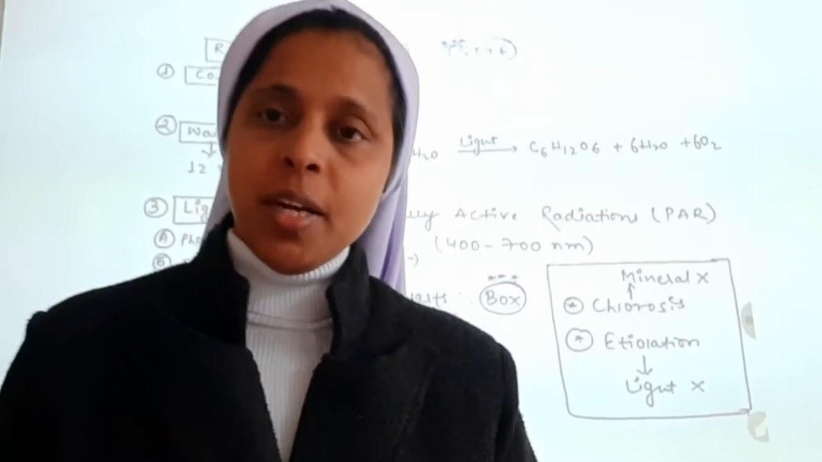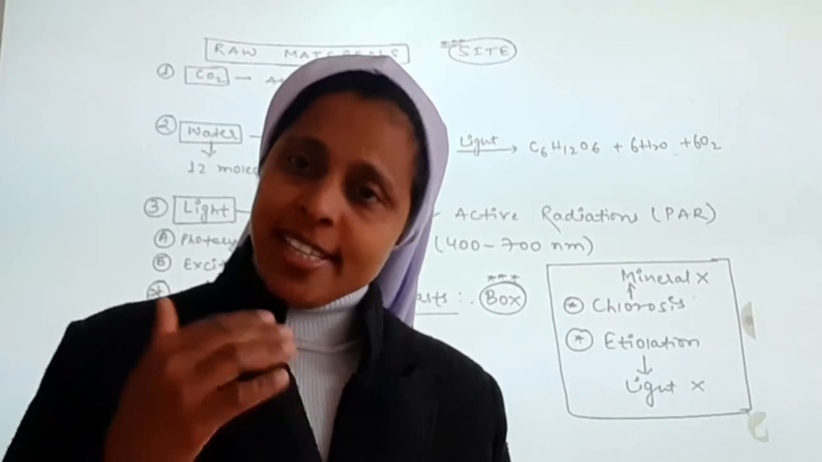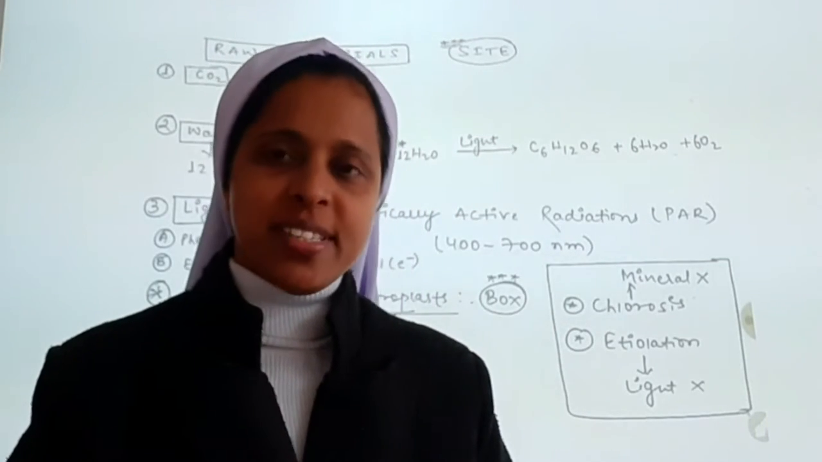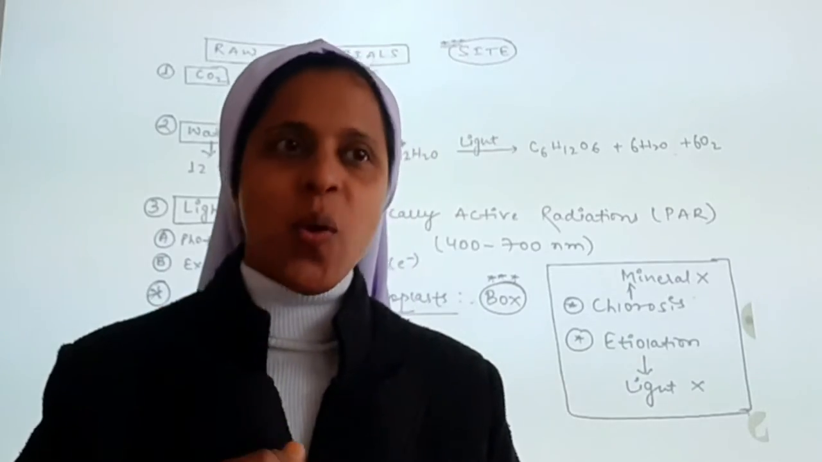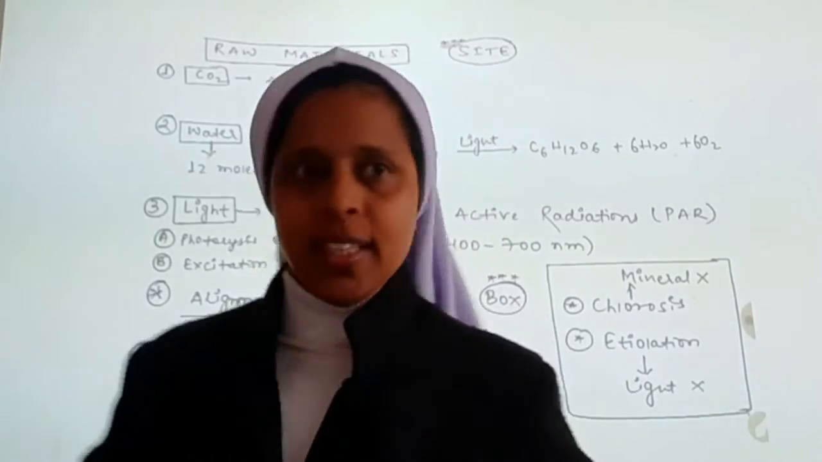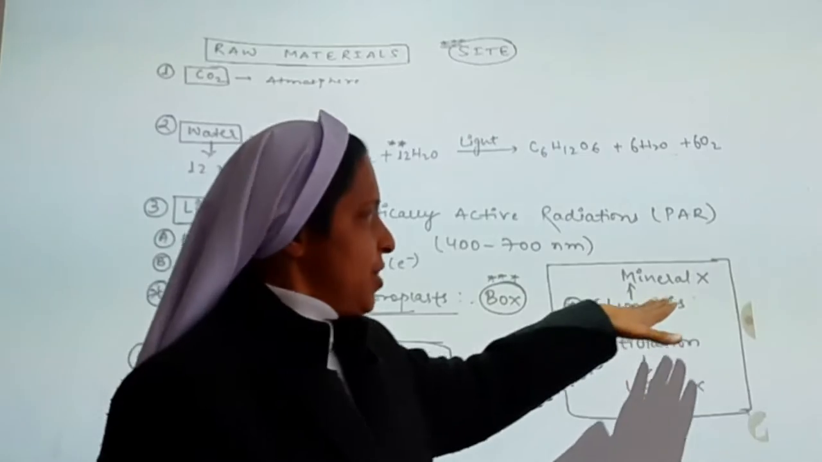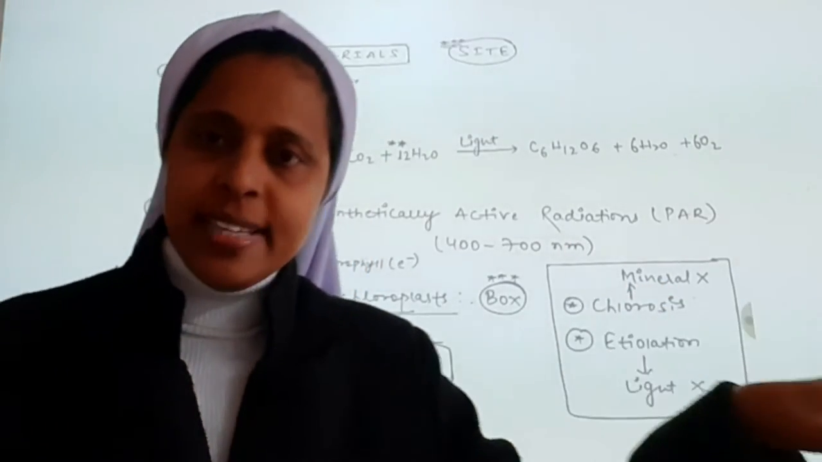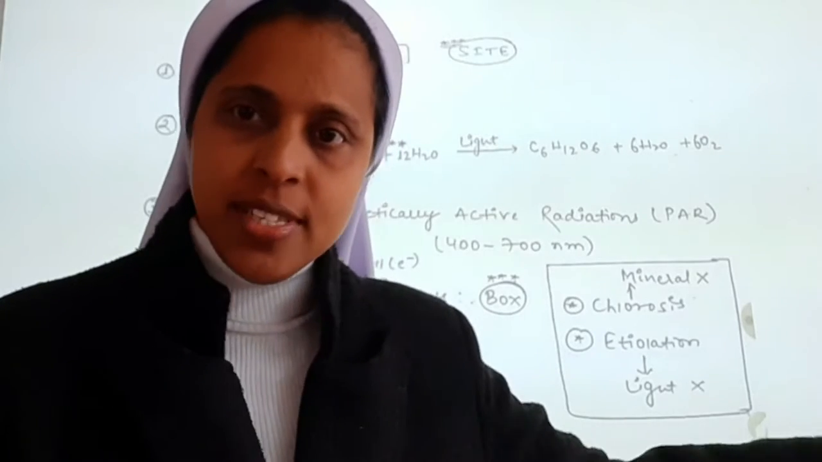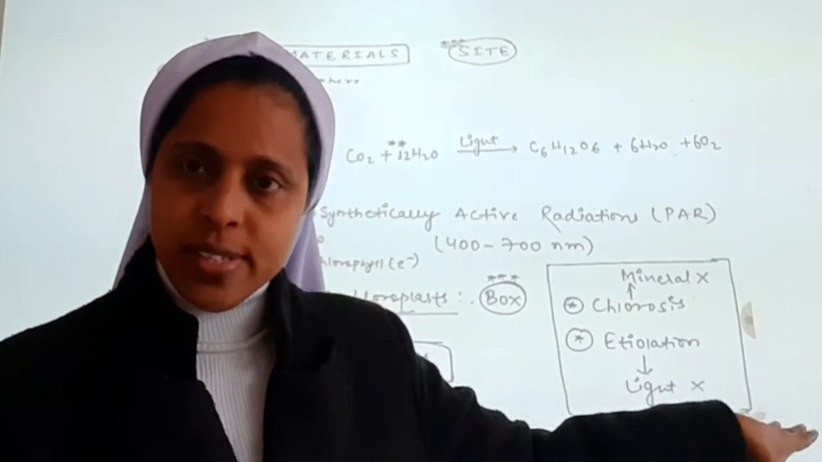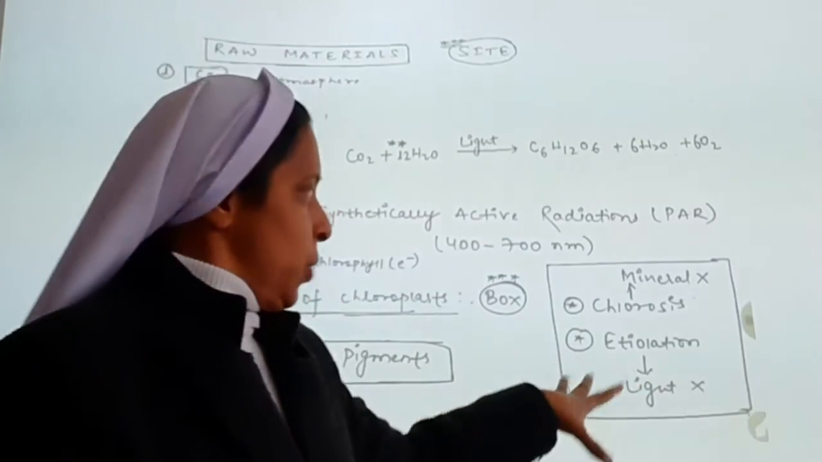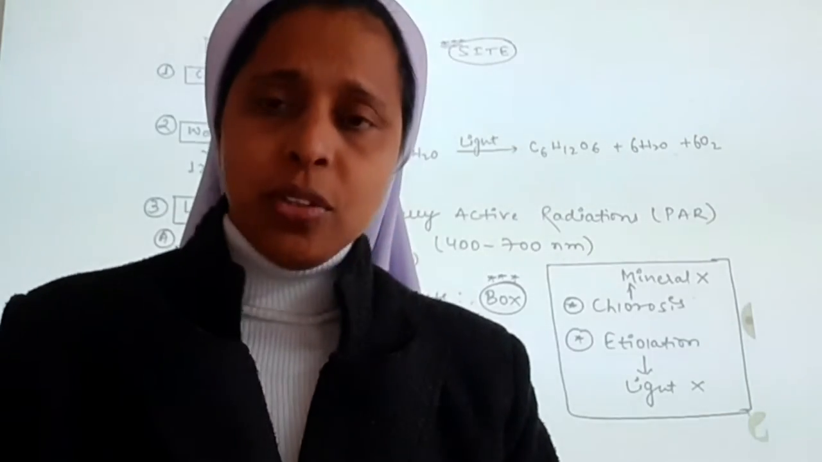So next we will learn about the photosynthetic pigments. Where are these pigments present? These pigments are present in the thylakoids. And another thing we have to learn here is that the deficiency of minerals is known as chlorosis, and the deficiency of light is known as etiolation. So these two things are important.